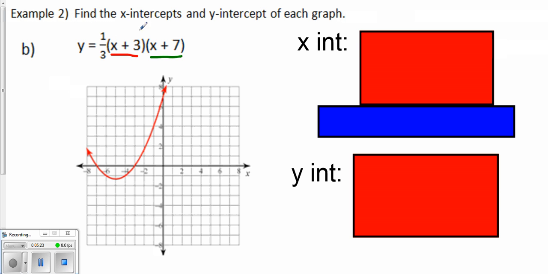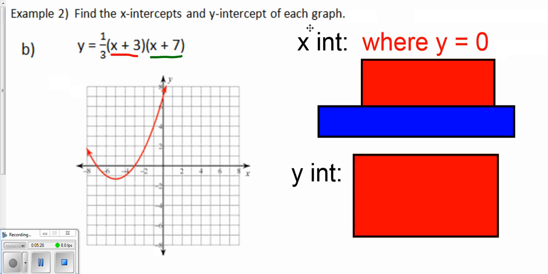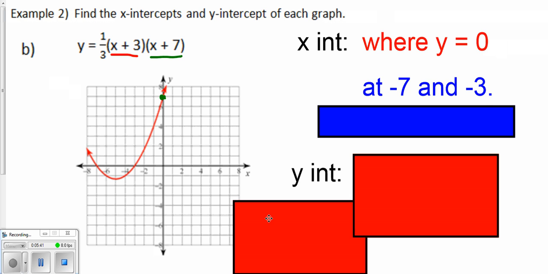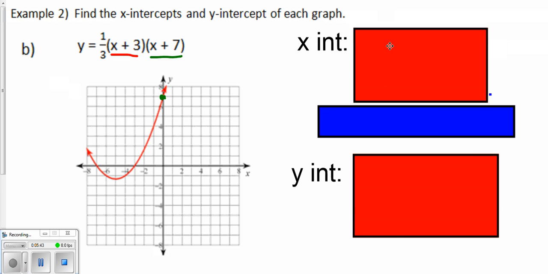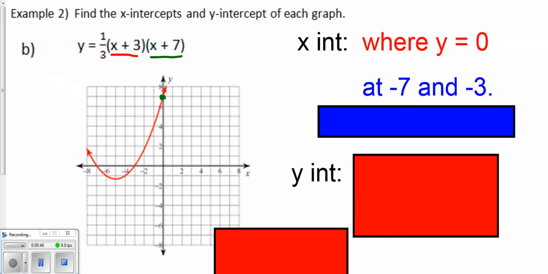So we have our factored form, just like we did in our last case. Remember, x-intercept means where y equals 0. We find that right here. So we can say, all right, we know that means our x or our y-intercept. Oops, I'm going the wrong way. If I want y equal to 0, my bad, I was on the y-axis. If I want y equal to 0, that happens here and here. So that's the -7 and the -3.